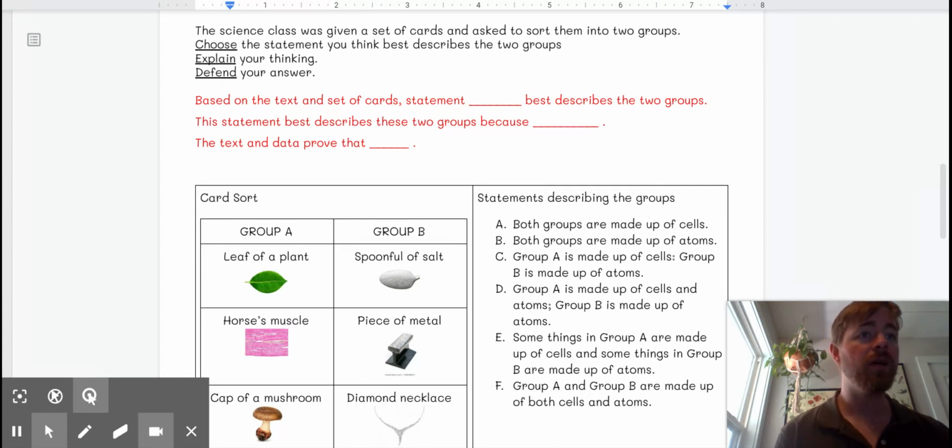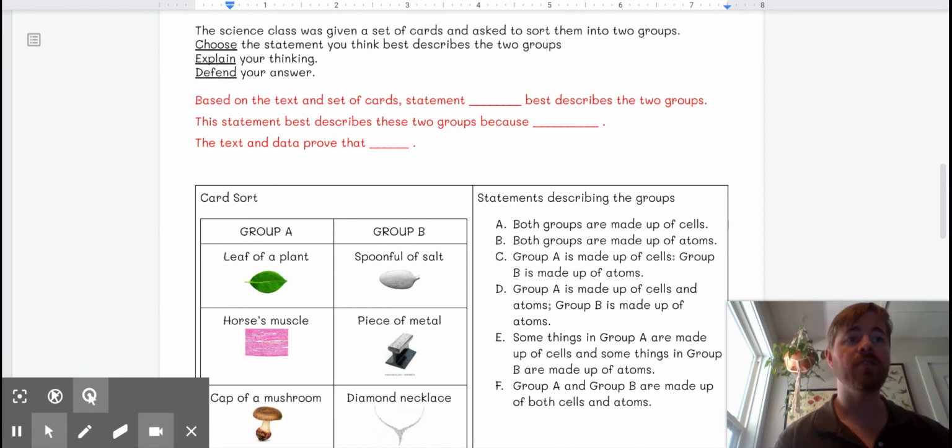Okay, so option A that you might choose is both groups are made of cells. B, both groups are made of atoms. C, group A is made of cells. Group B is made of atoms. D, group A is made of cells and atoms. Group B is made up of atoms. E, some things in group A are made up of cells and some things in group B are made up of atoms. Or F, group A and group B are made up of both cells and atoms.